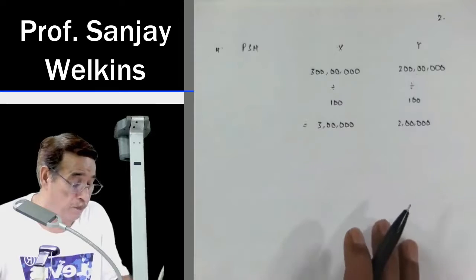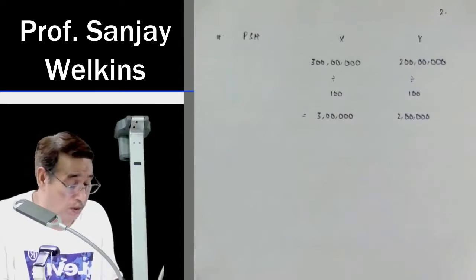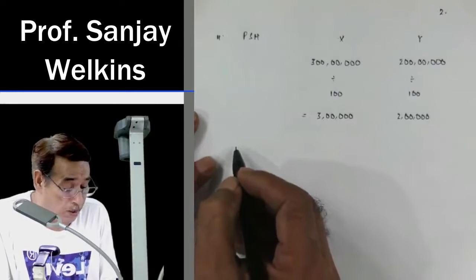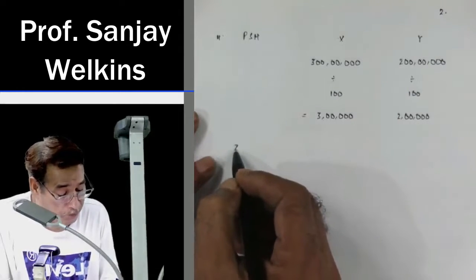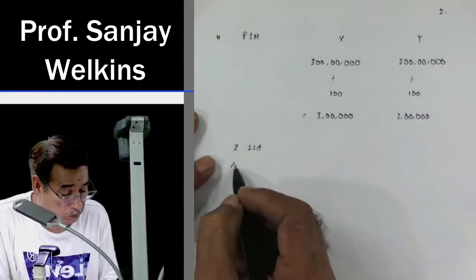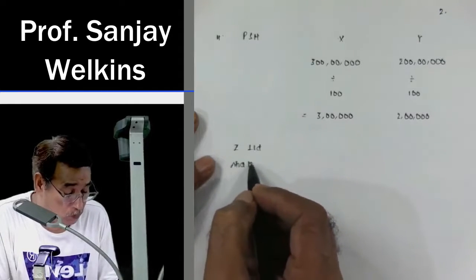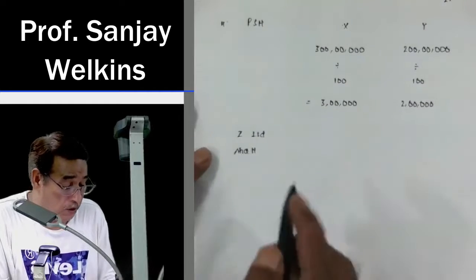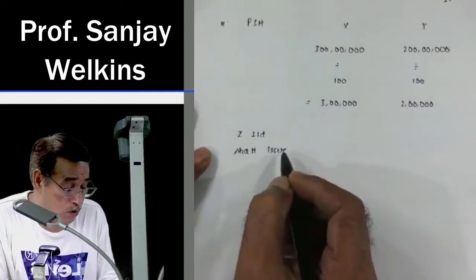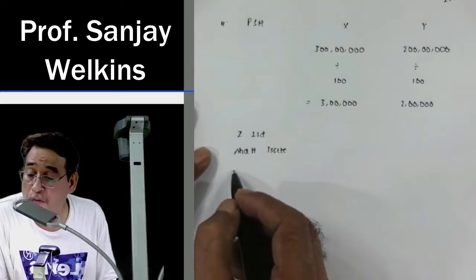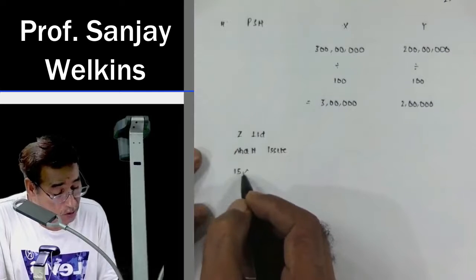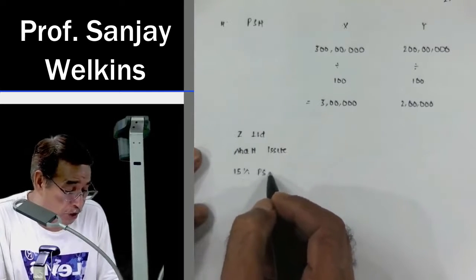What do we mean by equivalent number? See here, in order to discharge the preference shareholders of X Limited, Z Limited shall issue 15% preference shares. So 15% preference shares we will have to issue.